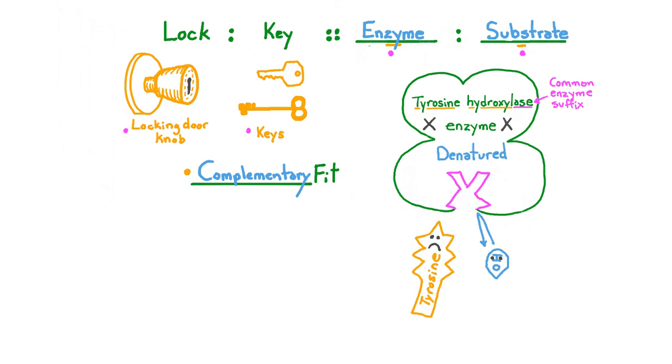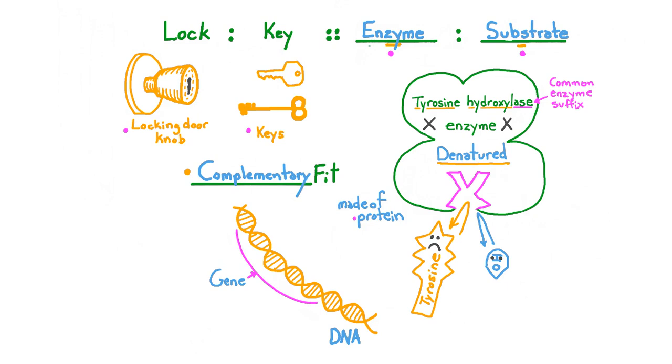Enzymes can have problems catalyzing reactions, though, especially if something happens to their active site. If the complementary fit between enzyme and substrate is lost, the reaction won't be catalyzed and the enzyme is said to be denatured. Since enzymes are usually proteins, and the shape of a protein results from a DNA gene, mutations can affect the shape of an enzyme, causing it to be denatured.